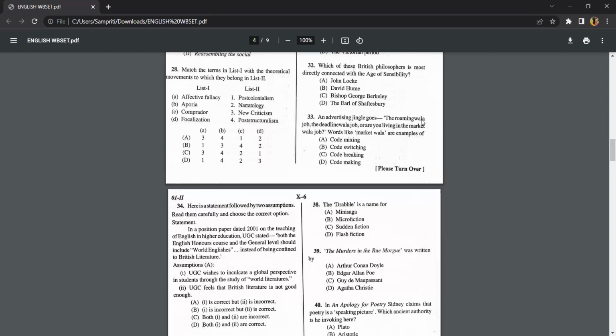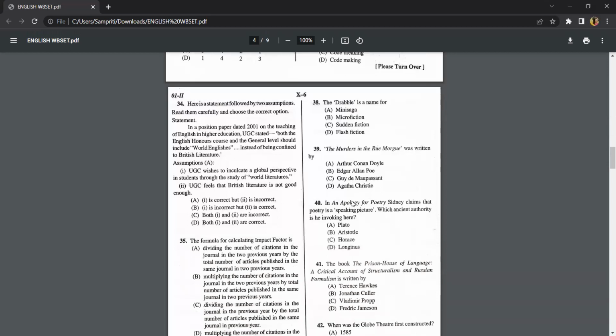Yes, that is code switching. You are suddenly switching to another language. But code mixing is when you are mixing parts of words from different languages. Roaming is English. Wala is a part of the Hindi word wala. So roaming wala, deadline wala. The answer should be code mixing, option A. So 33A should be the correct answer.